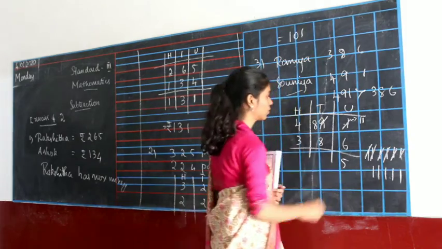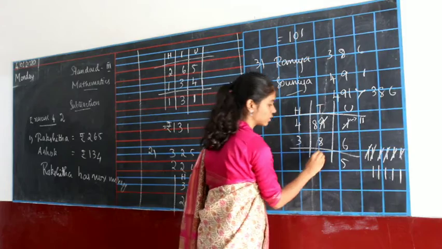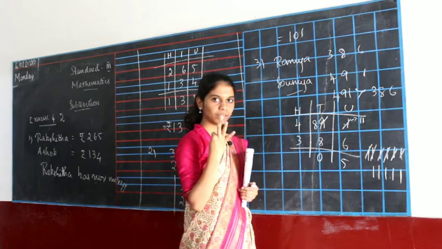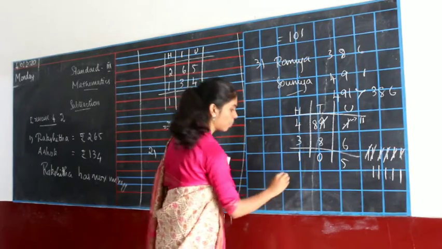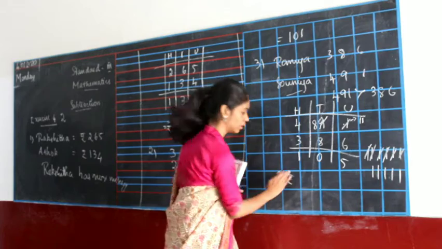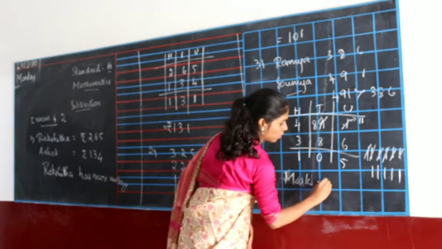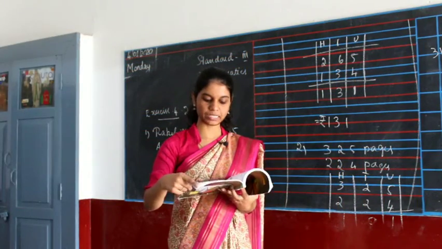So 5. Here you have 8 and here 8 minus 8 is 0. And here you have 4, here you have 3. 4 minus 1, 2, 3 is 1. So the difference of their marks is 105. So there are 2 more sums in this, the 4th and 5th sum.